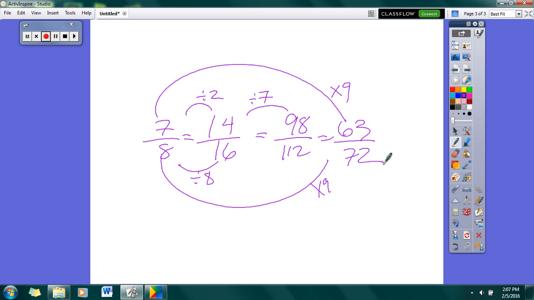So I hope that helps you understand the second section on equivalent ratios, how we have to take a ratio and reduce it to its simplest form, and that allows me to go to any other equivalent ratio. If you have any questions, feel free to ask in class.